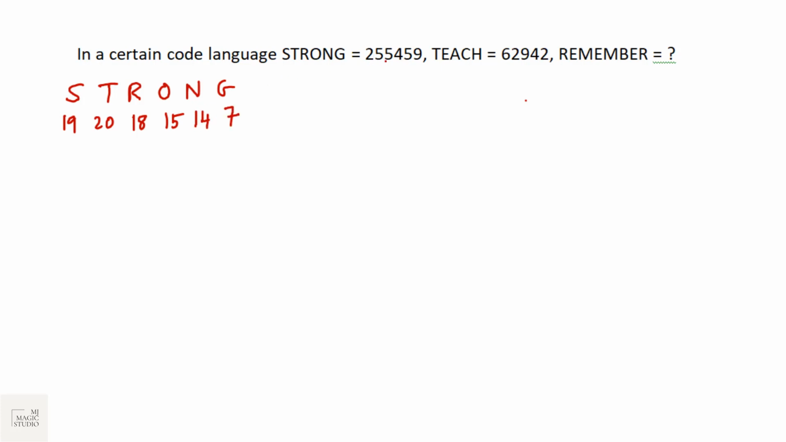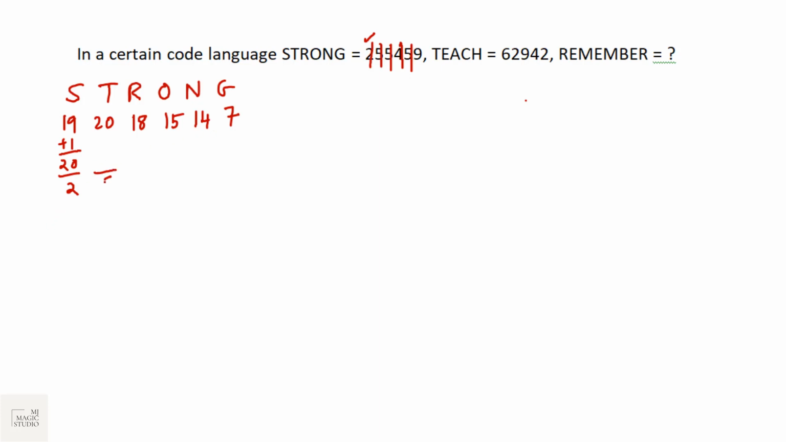But it has become 255459. As I can see, all these are one digit: 1, 2, 3, 4, 5, 6. That means somewhere some addition of digit sum is going on. First one is 2, but 1 plus 9 is 10. 10 will give digit sum 1, but I need 2. So I thought of, let's add 1 to it. If I add 1 to it, it becomes 20, and then digit sum becomes 2.